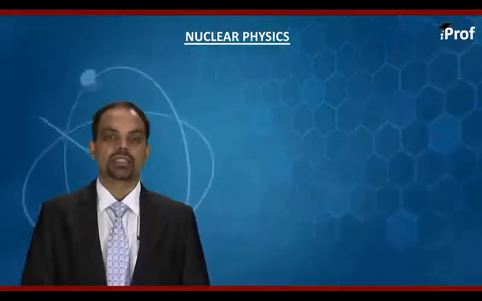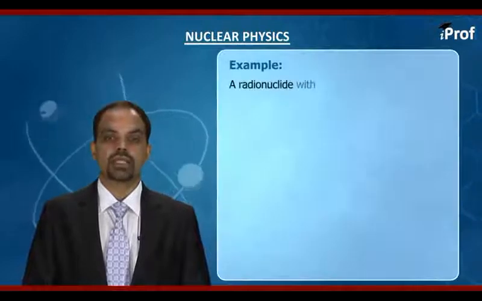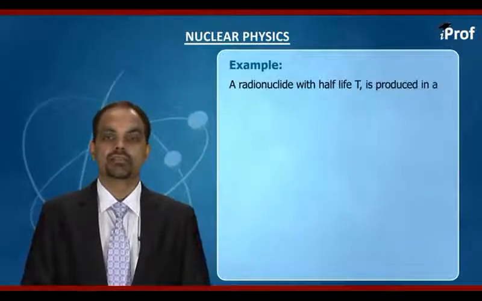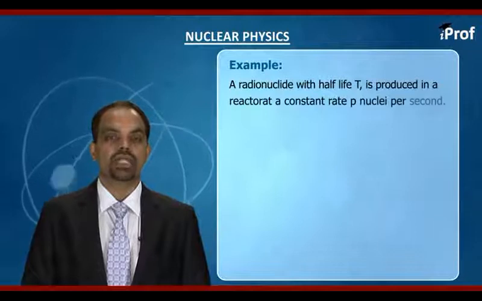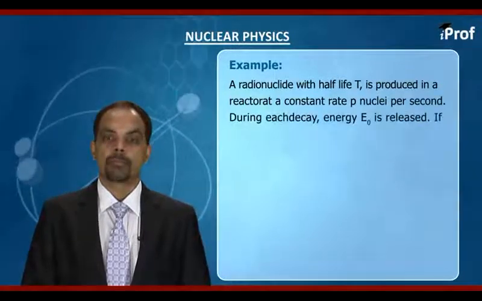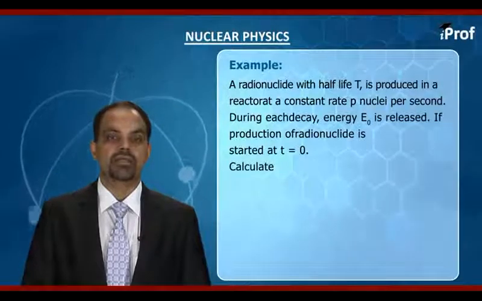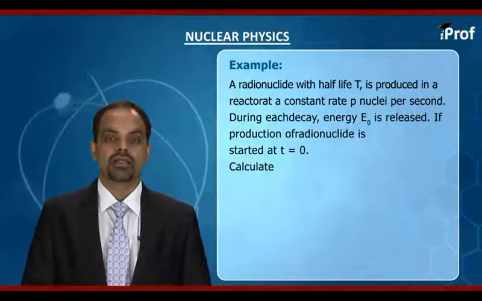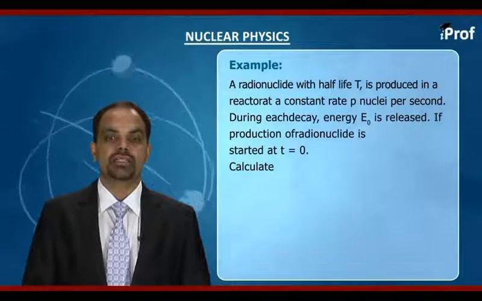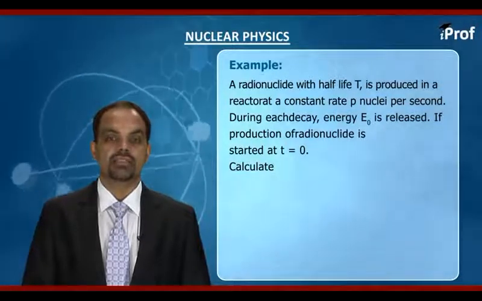Let's move to the second problem, and the second problem is displayed on the screen. The problem reads: a radioactive nuclide with half-life capital T is produced in a reactor at a constant rate P nuclei per second, and during each decay energy E0 is released.